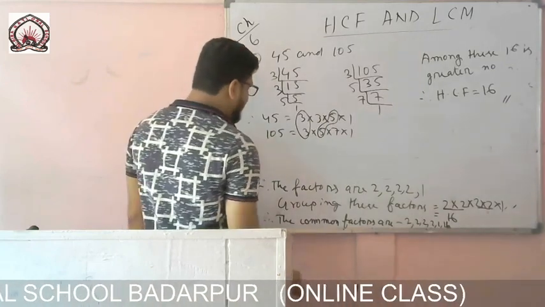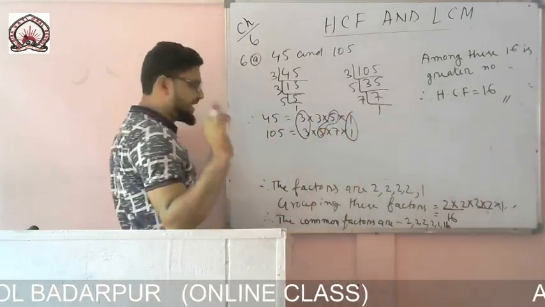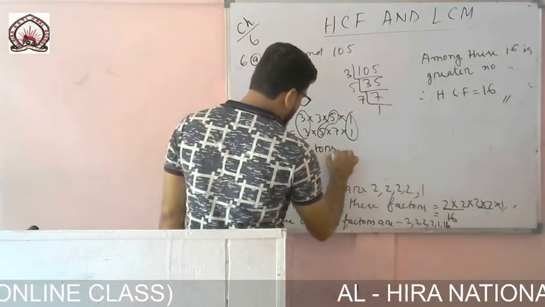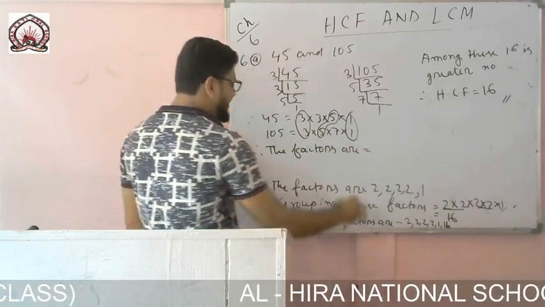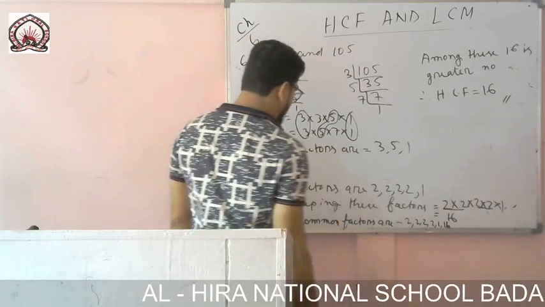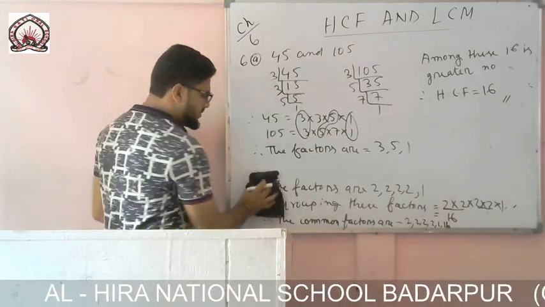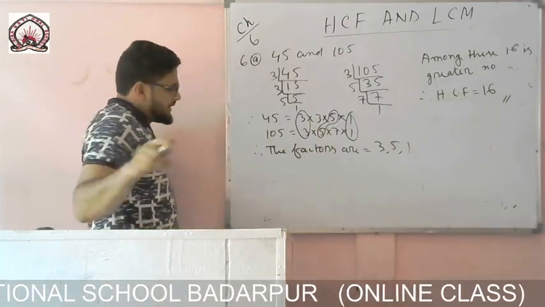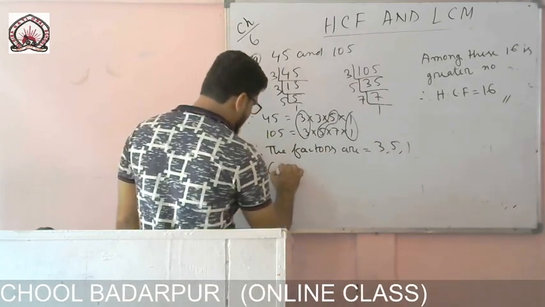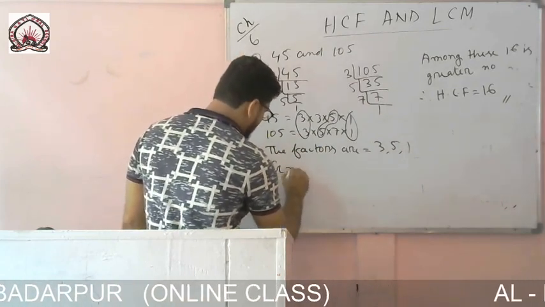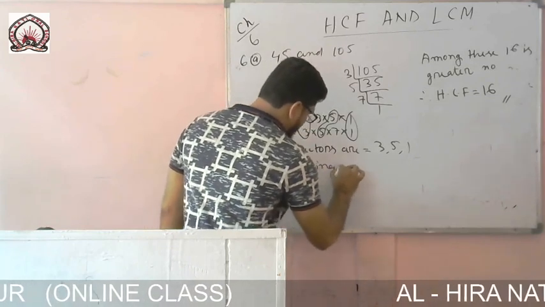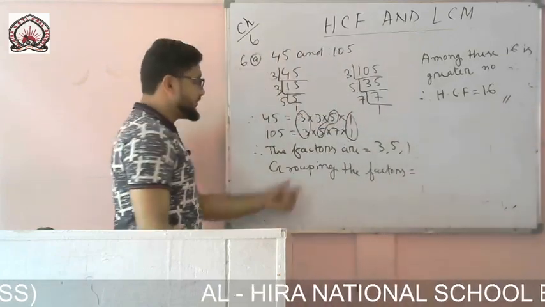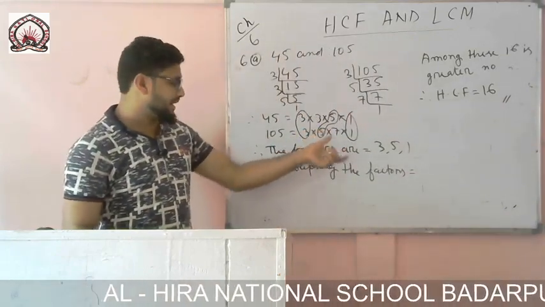So write. Therefore write, and 1 in every case. Therefore write the factors. The factors are what? 3, 5, 1. Okay. Now write grouping the factors. Grouping the factors. That means what? If you find more than one common factor, then what? You need to group it.